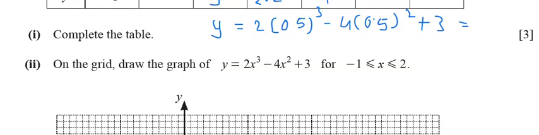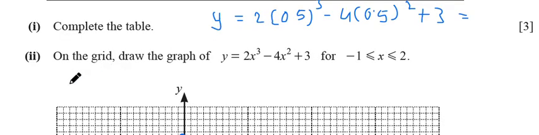When x is negative 1, y is negative 3. When x is 0, y is 3. When x is 0.5, y is 2.25, and so on. So the points shown here are these blue dots. We have to draw the graph for this.